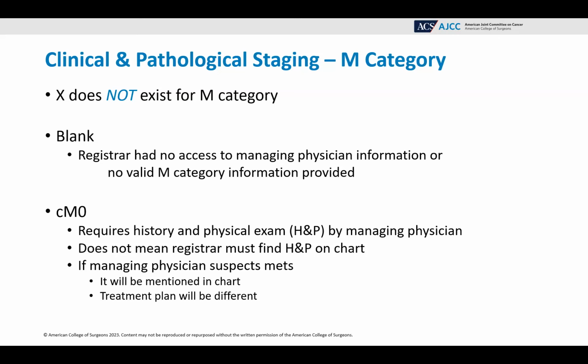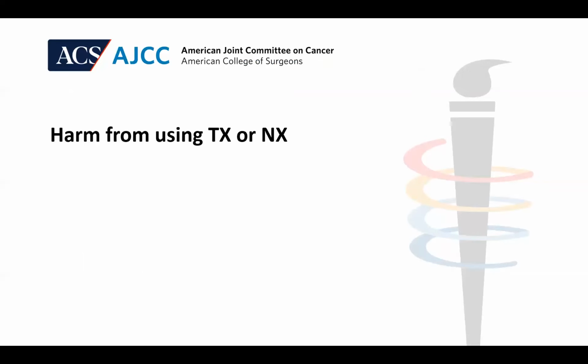And I've been asked this question more than once. It does not mean the registrar must find the H&P on the chart. I've had registrars say that they look through the chart and they don't have an H&P. But if you know a history and physical exam was done by the managing physician, then that meets the criteria. Because if the managing physician suspected metastatic disease, it would definitely be mentioned in the chart, and the treatment plan would be different.